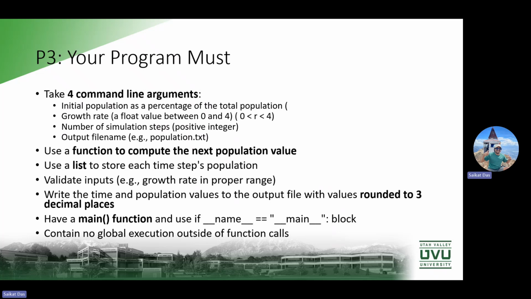And finally, you have a main function with conditional execution, the if __name__ == '__main__' block, and there will be no global code outside of the function call, except the import things. In case of import, it is fine. For this class, import cannot be treated as global code. Again, what's global code? Outside of a function or outside of a block. If you're writing anything outside of any block, that means it's global code. So you cannot use any global code except the import things.